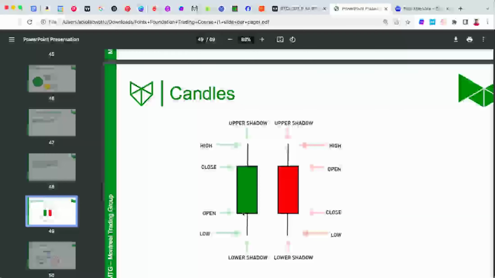So when price opens from beneath here and it closes above, this candlestick at the end of the day becomes green. Why? Because where it closes is greater than where it opened, so it becomes green. This is the opposite. The price opens above and then closes below, which makes the candle red. Which means it's indicating to us that price actually moved in the opposite direction.